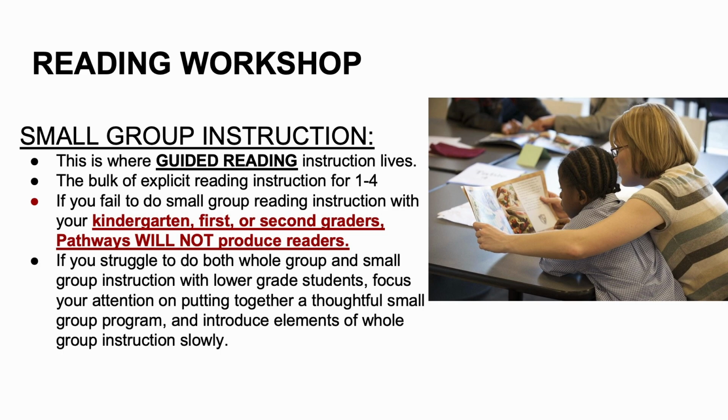If you fail to do small group reading instruction for your lower graders, kindergartners, 1st, 2nd graders, I would say even 3rd graders too, because you're going to have some students in 3rd grade who are in a position of needing remediation, okay? But if you fail to do that, Pathways will not serendipitously produce readers, okay? If you are not doing explicit direct reading instruction in small groups with your kindergarten, 1st, and 2nd graders, Pathways, the program, will not produce readers.